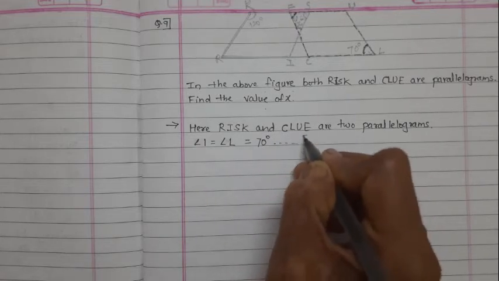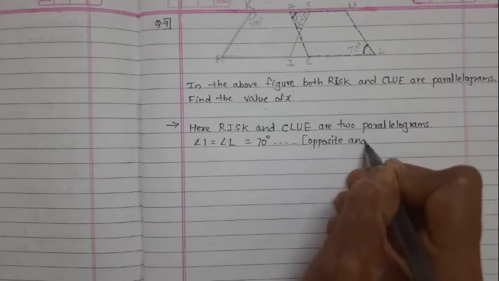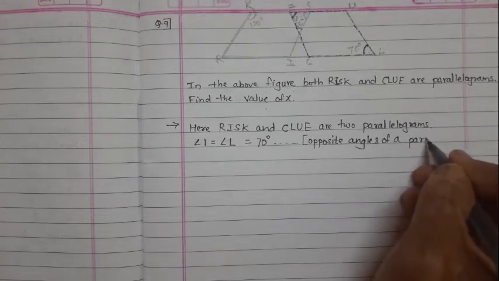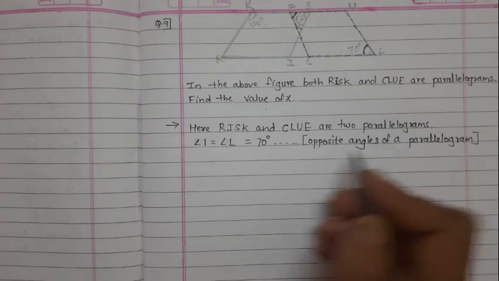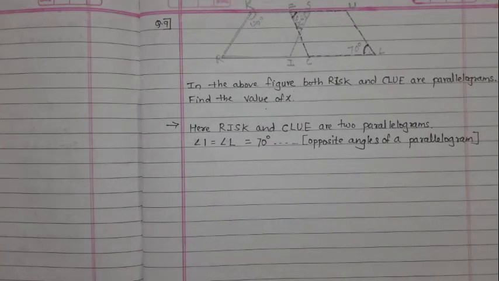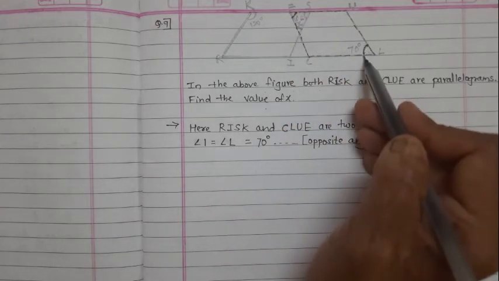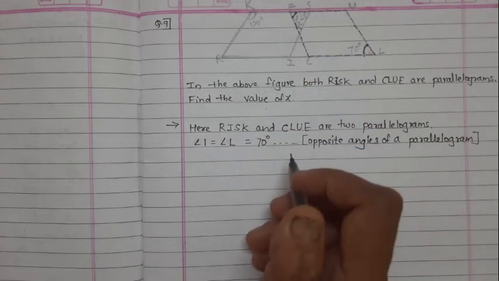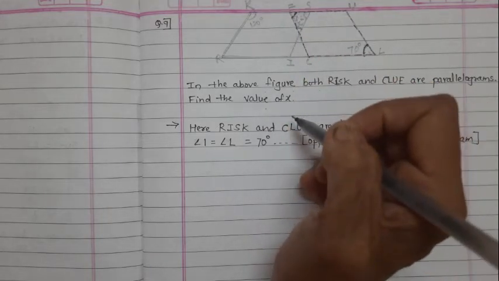What is the reason? Opposite angles of a parallelogram. Okay, these are the opposite angles of a parallelogram, and opposite angles of a parallelogram are equal. So angle 1 is equal to angle L, that is, angle 1 is equal to 70 degrees. So these angles we got. Okay, angle 1 and this angle we got. Now next we'll move on.